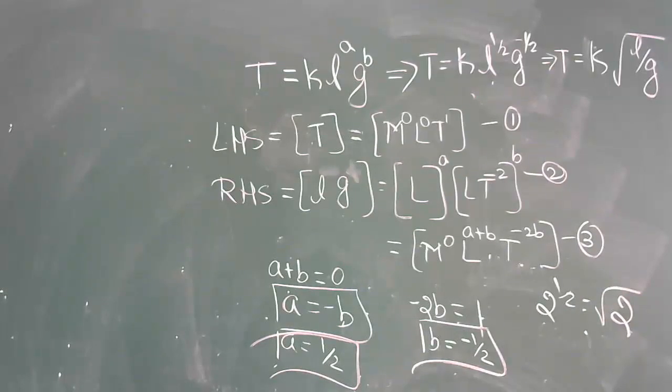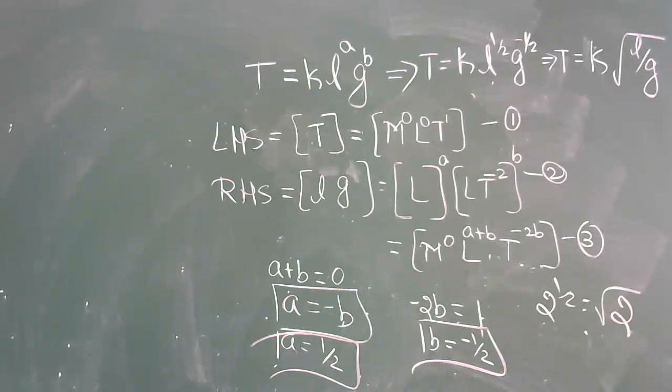Okay, next, let us make equation 2 clearer. Equation 2, you just simplify it. That is M to the power, you don't have anything, therefore M to the power 0. L to the power, today after this class I'll send notes. L to the power, it is a, then here it is b, therefore it becomes L to the power a plus b. Then T to the power minus 2b.